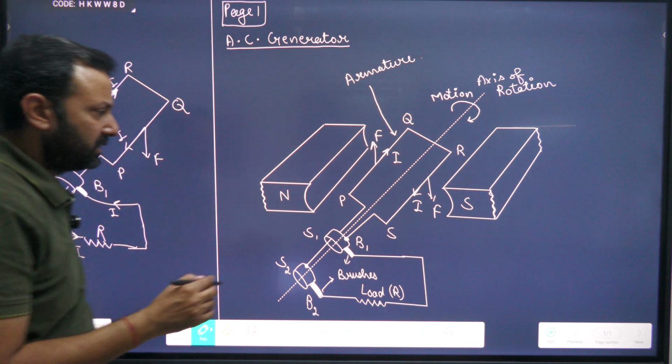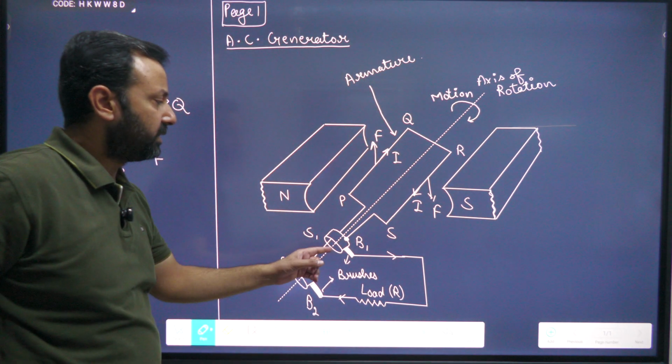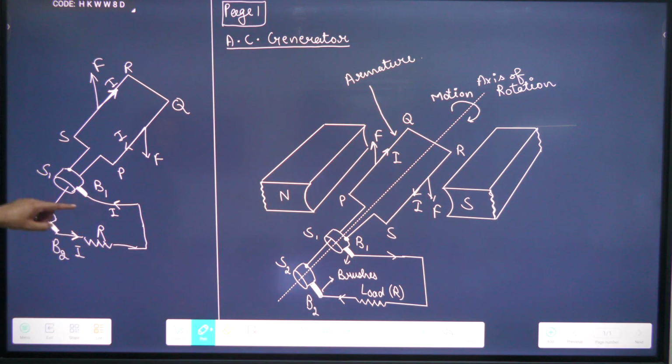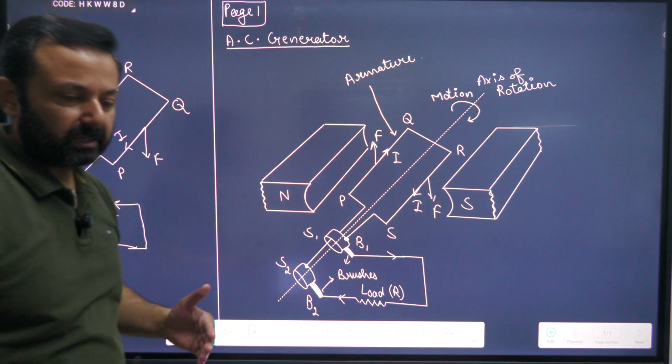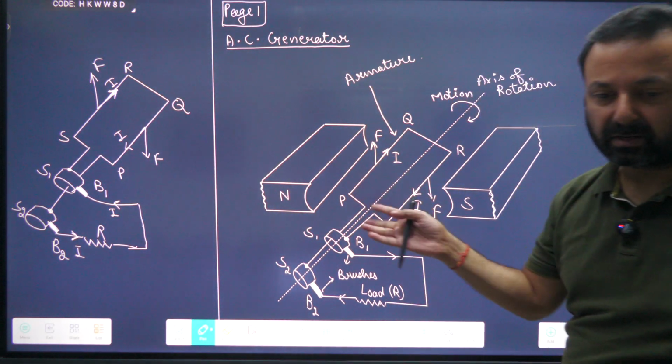So what I have seen here is that during the first half cycle, the current was flowing from B1 to B2, and in the second half cycle, current will flow from B2 to B1. So what is this? This is alternating current. Alternating current changes its direction after every half cycle. So is the working clear to you?